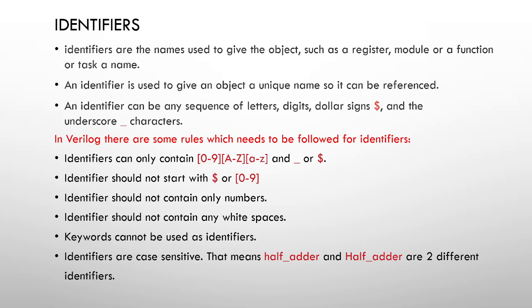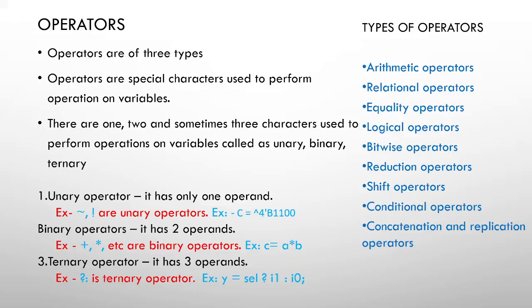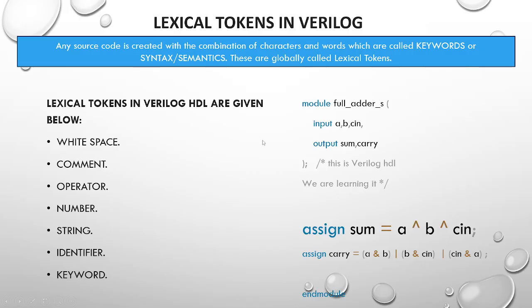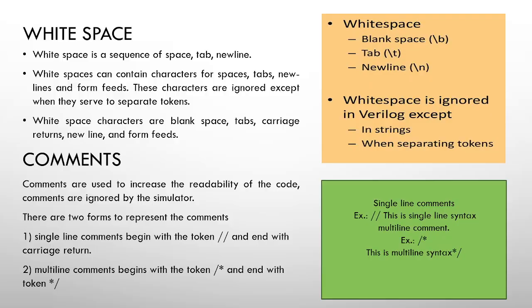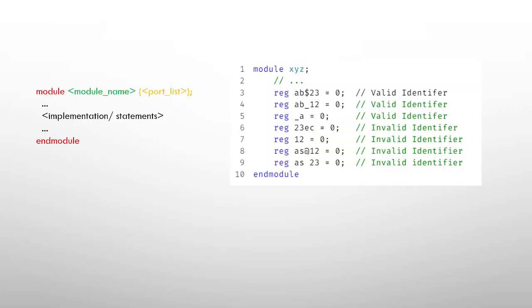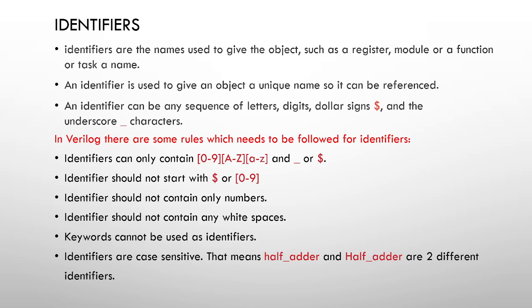Coming to identifiers. What is an identifier? An identifier is nothing but a name you want to give. Let us see the example program we have discussed. In this program, the module is named full adder. So the name here, full adder, is the identifier. An identifier is the name that you give to a particular module, or whenever you write functions or tasks, you need to name that particular function or task.